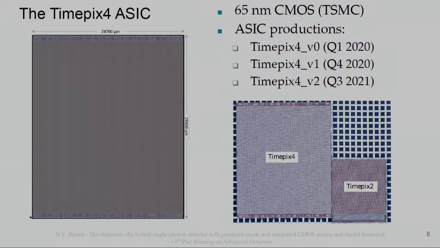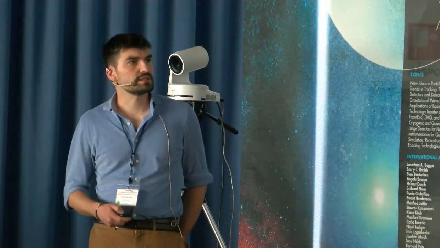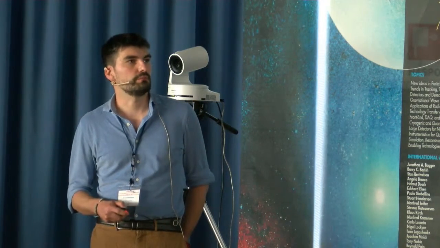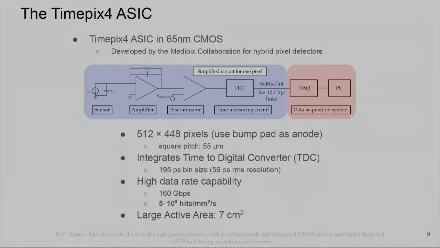So the ASIC that we are planning to use is the Timepix4. The Timepix4 is a 65 nanometer CMOS ASIC. Currently, we are at V2, which should be the final prototype, so basically the production. That was produced at the end of last year, and this is currently under test at CERN and other institutes. So here you have a sketch of what the Timepix does for each pixel.